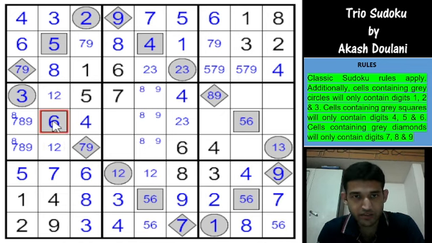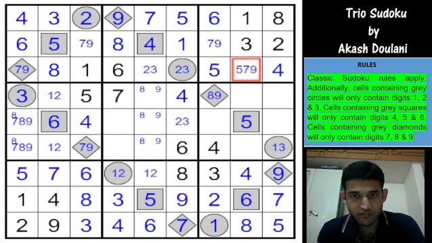Okay, I have a 6 here, right? Which means this cannot be a 6, so that's a 5, that's a 6, that's a 5, that's a 6, that's a 5. Cool. So that gives a 5 here, which means this is not a 5. 1 2 3 4 5 and 6, so this must be 7 8 9. 8 goes in one of these cells.